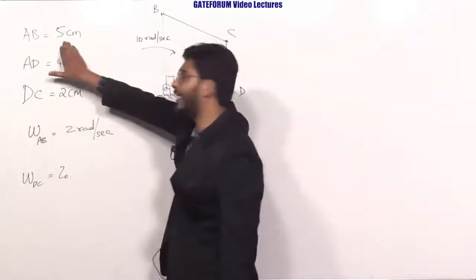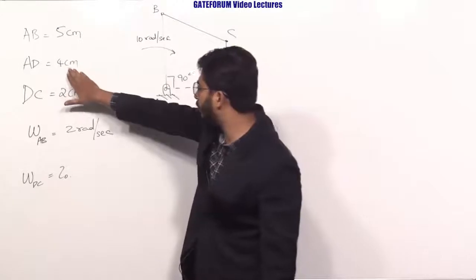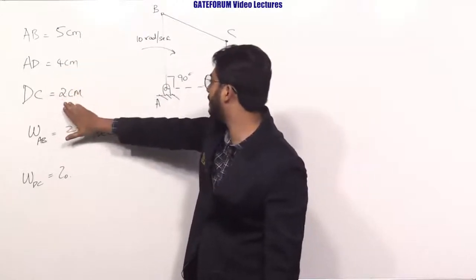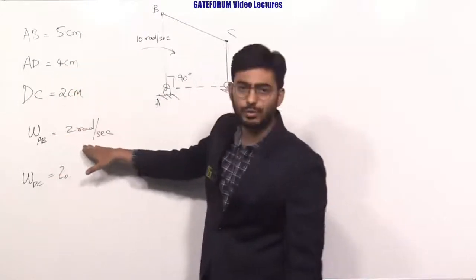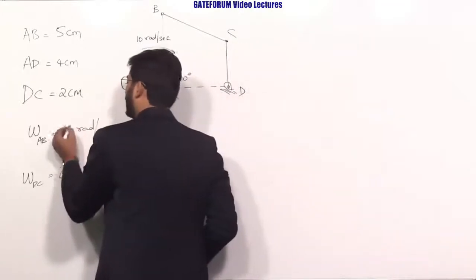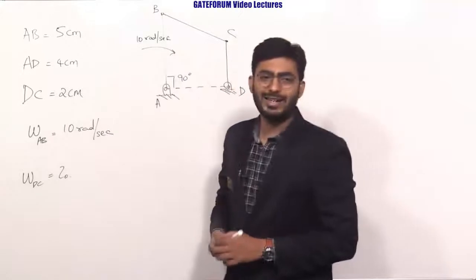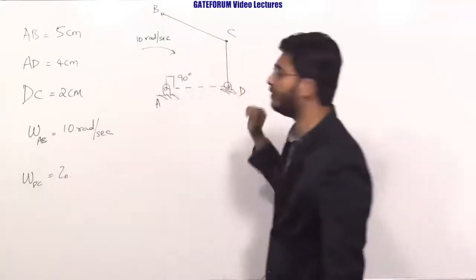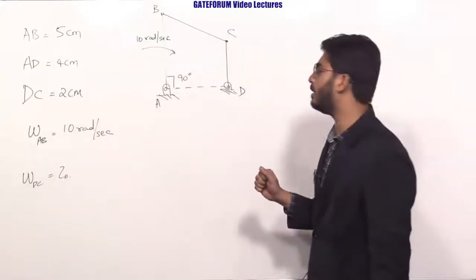Okay, so here is the given data. AB is given as 5 cm, AD is 4 cm, DC is 2 cm. Omega AB is 10 radians per second, and omega DC is what he is asking you to calculate. This is the configuration given for the 4-bar mechanism.